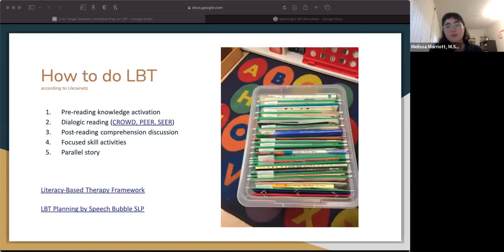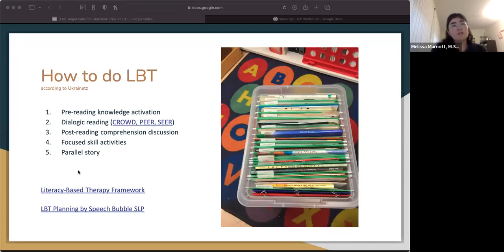Okay, so you hopefully saw the short video on the literacy-based therapy framework and what the steps are for that. There are lots of different frameworks for literacy-based therapy. I think Teresa Ukrainitz's is the most well supported, the most well researched, and also just kind of the easiest for me to wrap my head around. But there are other frameworks, some of which are linked here, that you may want to check out, which might resonate a little bit better with you.